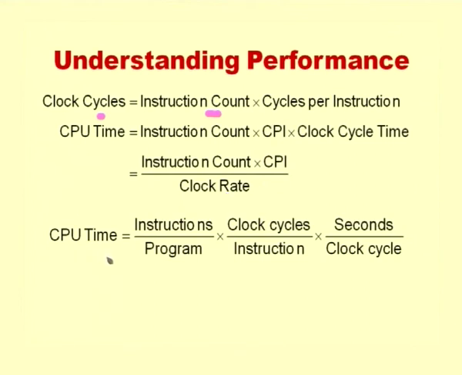The CPU time as a whole can also be written with instruction count as instructions per program, CPI as clock cycles per instruction, and the clock cycle time as number of seconds per clock cycle. If you remember these three, you will be able to understand how to measure the performance of a system. So, that is what we have looked at so far.